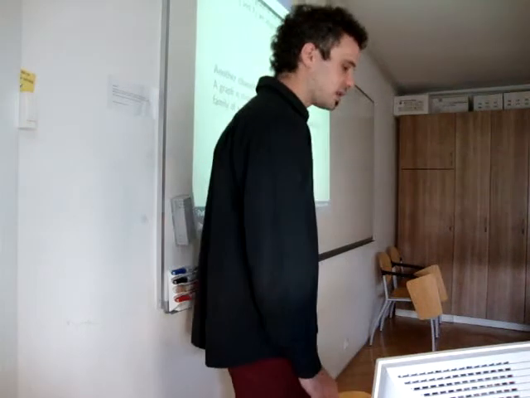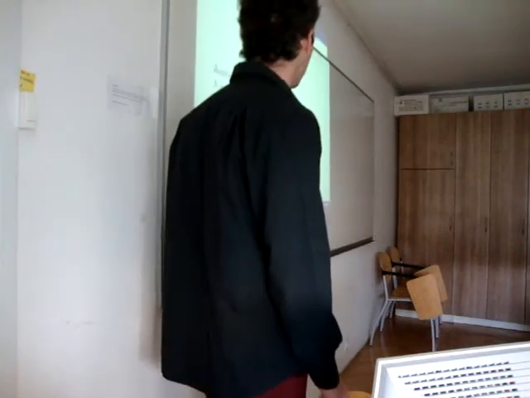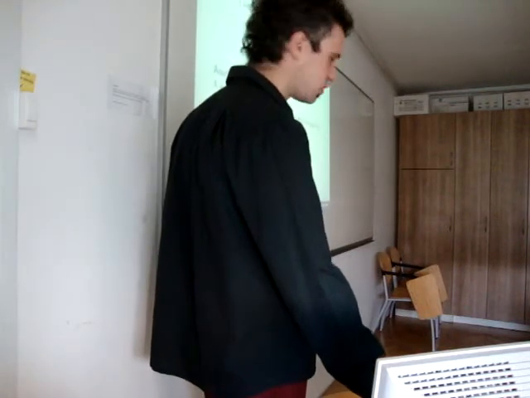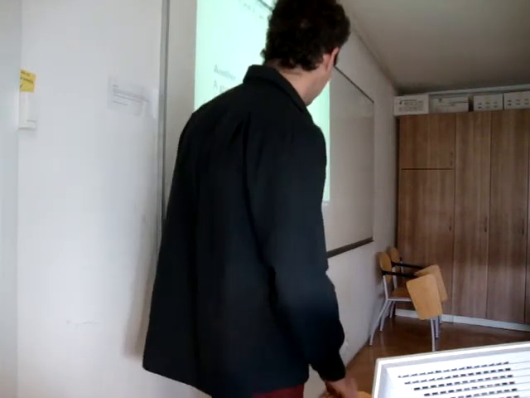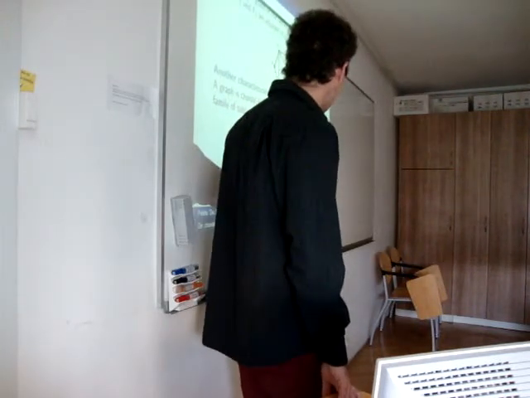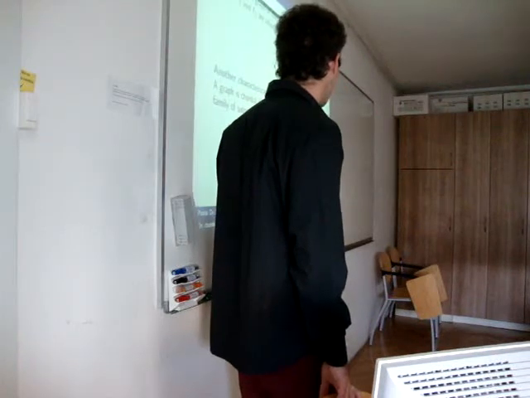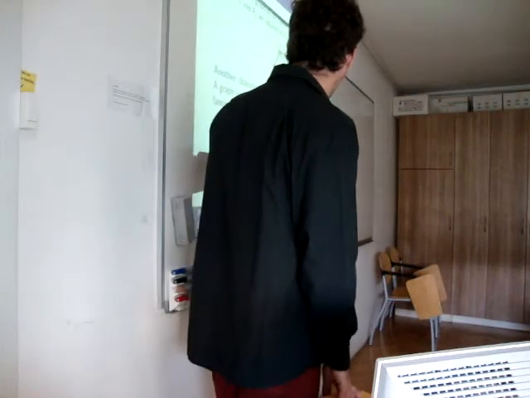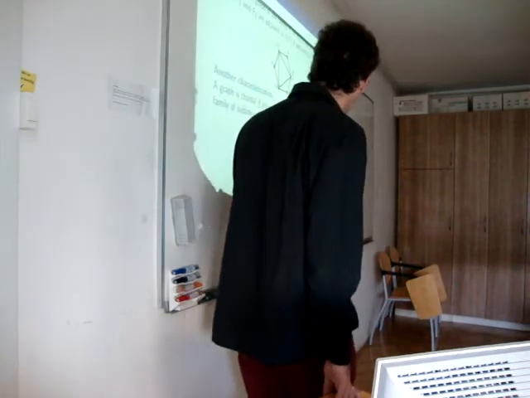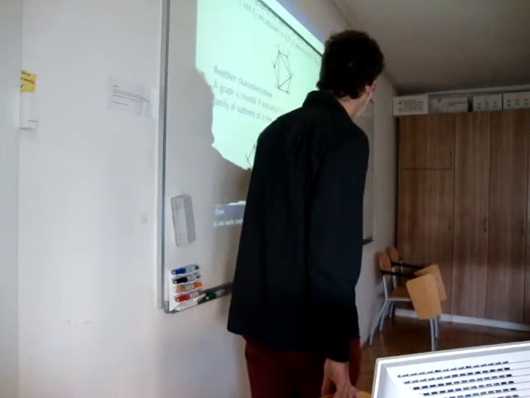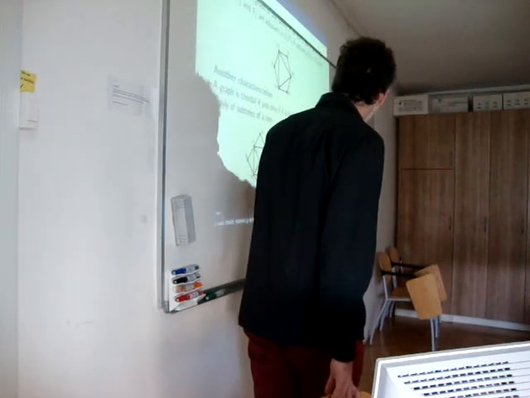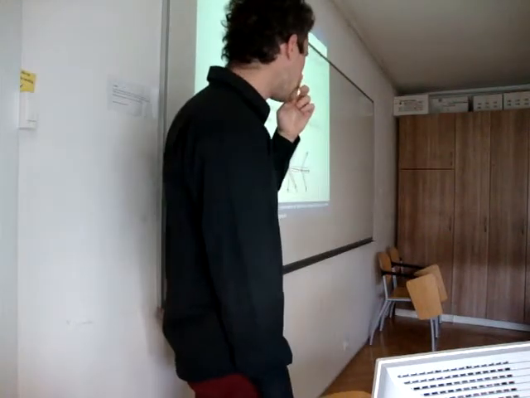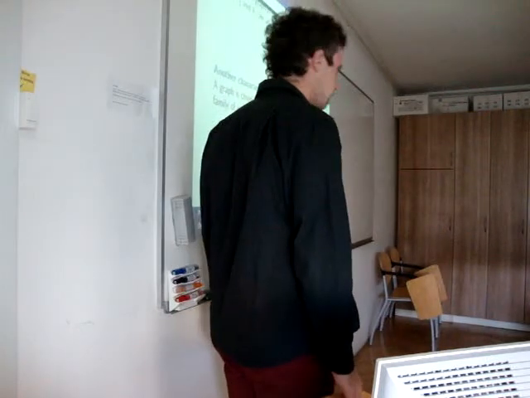Well, the characterization says that the graph is chordal if and only if it is the intersection graph of a family of subtrees of a tree. For example, for this graph, this is a possible representation as an intersection graph of subtrees of a tree. For example, 1 is adjacent to 3, and if we look at the representation of vertex 1 and vertex 3, they share this vertex. So they are really adjacent in the intersection graph.